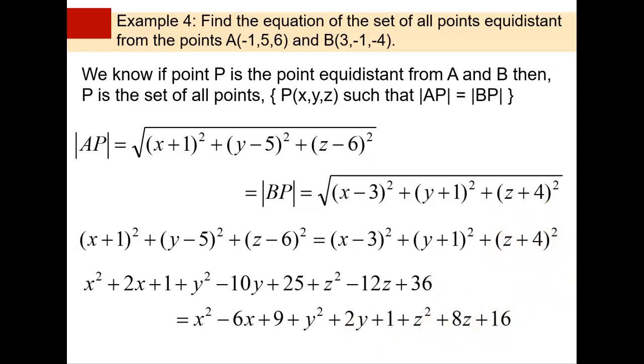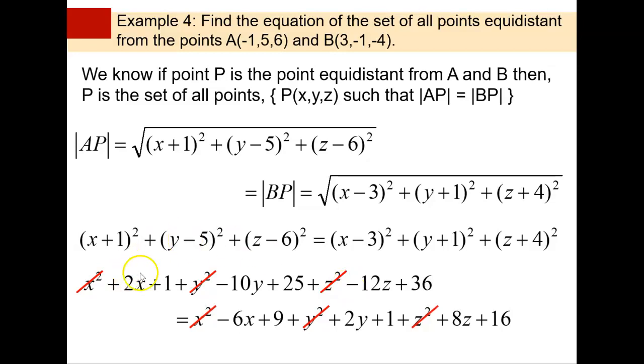Now, we can cancel terms out. Notice there's an x squared on each side of the equation, a y squared on each side, and a z squared on each side. So we can cancel from one to the other when I subtract from both sides, they will cancel each other out.